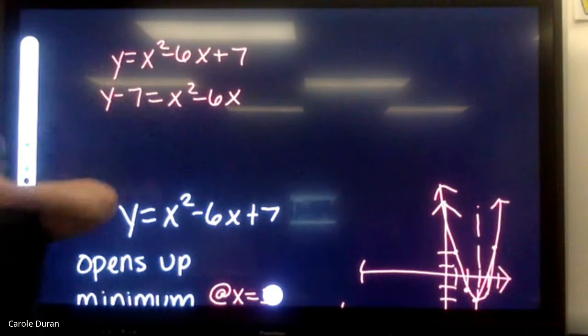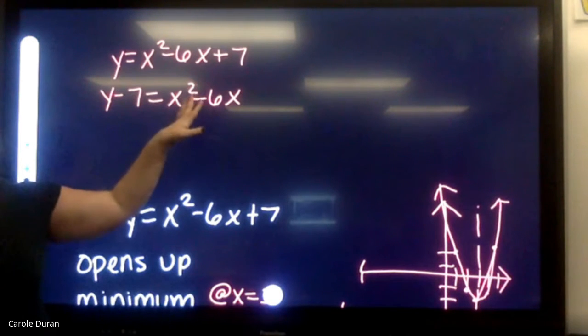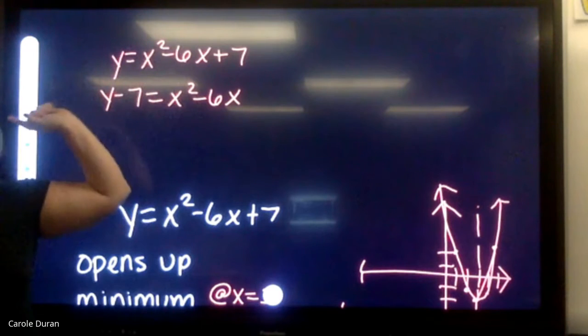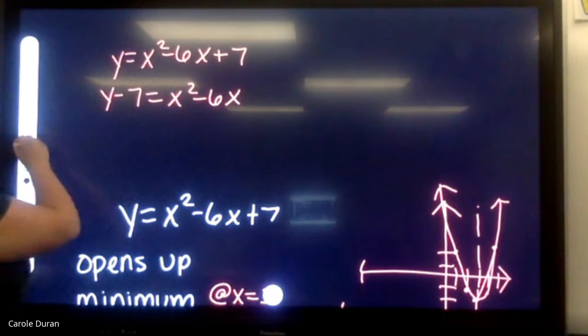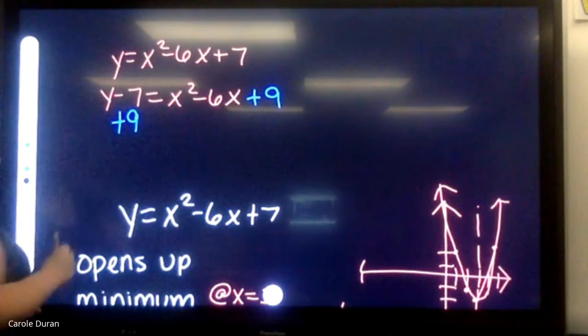So I have x squared minus 6x. What do I do with that 6x to create this perfect quadratic? Divide it by 2 and square it. So what's half of negative 6? Negative 3. What's negative 3 squared? Positive 9. So I'm going to add a 9 here. And to keep it in balance, I'm going to add a 9 there.